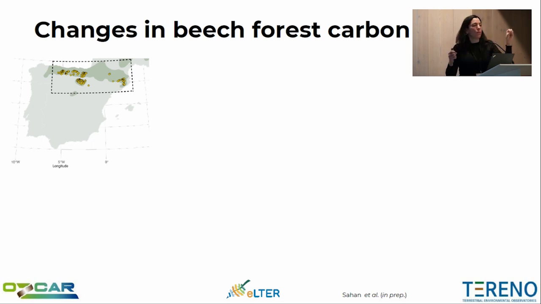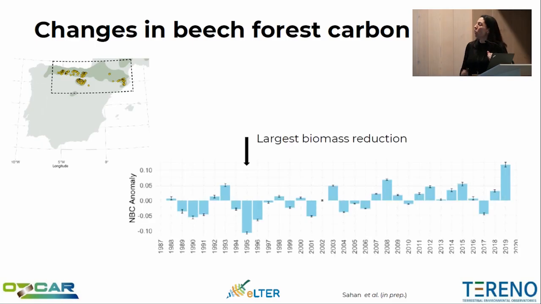And when we interpolate all these data in every site and we average it, what we got was this. Those are the anomalies of biomass storage with respect to the mean for this period. Okay, we took this initial period just to test. And what we can see is that the largest biomass reduction in this forest was in 1995, and the largest biomass increase was in 2019.